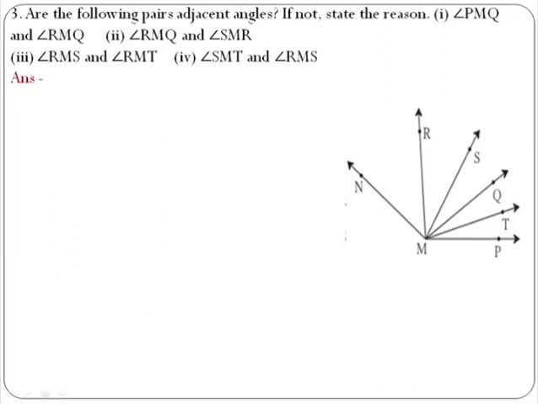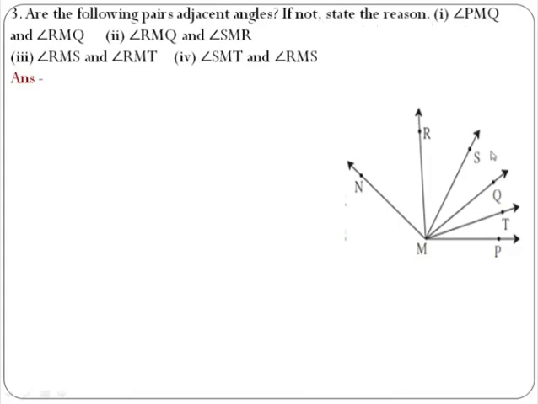Question number 3. Are the following pairs adjacent angles? If not, state the reason. Here four pairs of angles are given. You have to find whether they form pairs of adjacent angles. If they are not, then you have to give the reason for that.